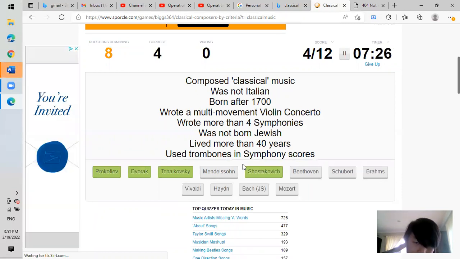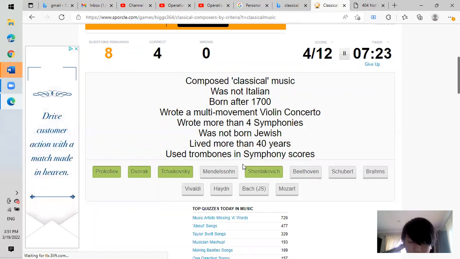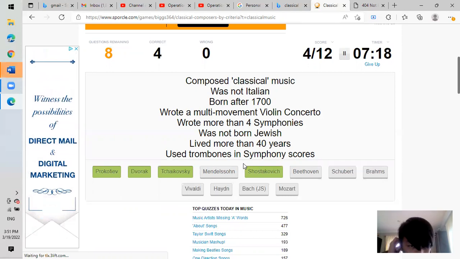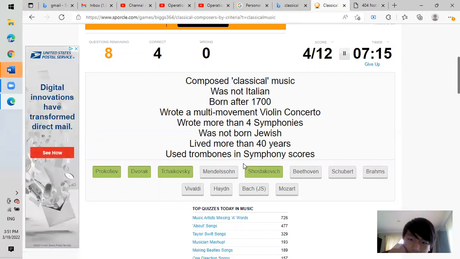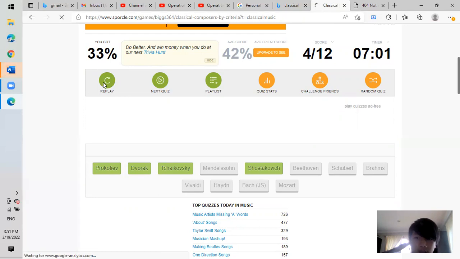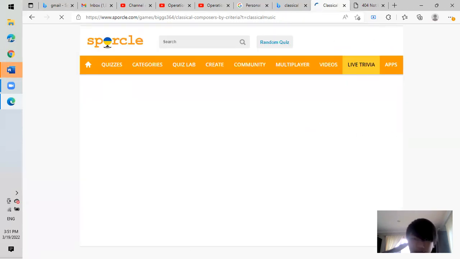I think the last one will be Bach. Then, oh wait, actually no. I think the last one will be Vivaldi and the second last would be Bach. I don't know, okay. Wrote more than four symphonies. Mendelssohn. Who used trombones? Okay, I think it is Mendelssohn. No, it's not. Okay, so it's not Mendelssohn nor Brahms. Why can't it just continue? Don't get it. Okay, then.